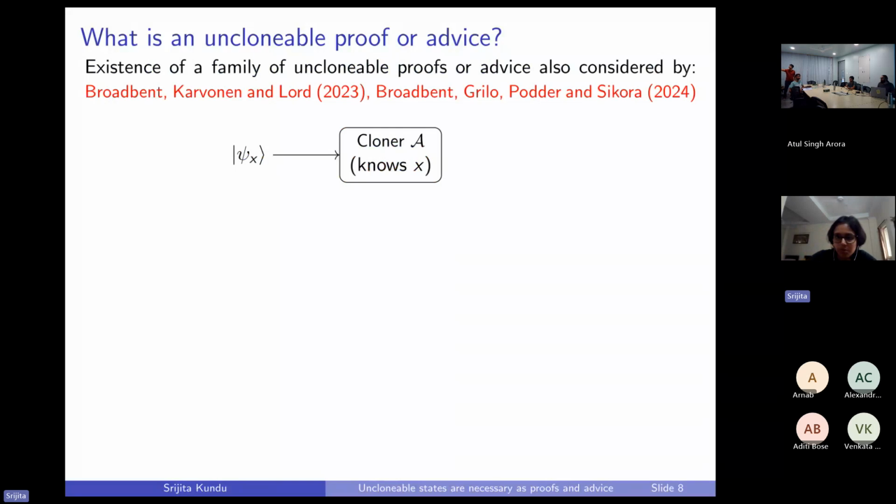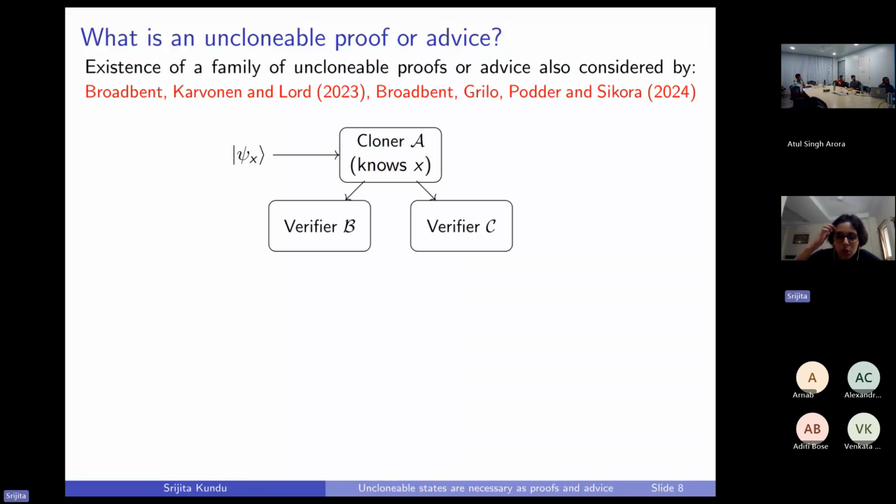So what the setup is: suppose you have some proof state, a family of proof states psi_x for an input x. This is given to a cloner, let's say A, and the cloner knows x. The cloner does some sort of quantum operation on psi_x and distributes it between two verifiers, B and C. Both the verifiers then want to use the parts of the quantum state that was distributed to them by the cloner to determine if x is a yes instance of the problem.